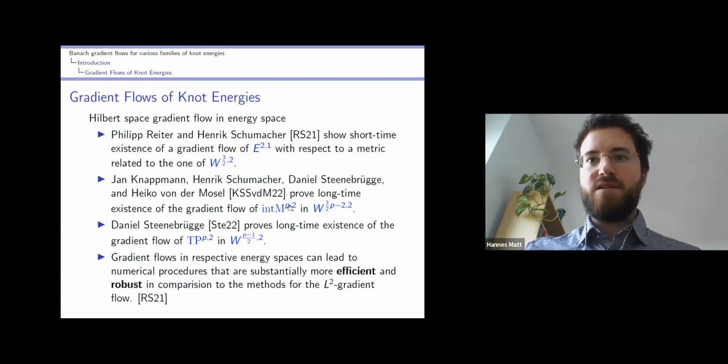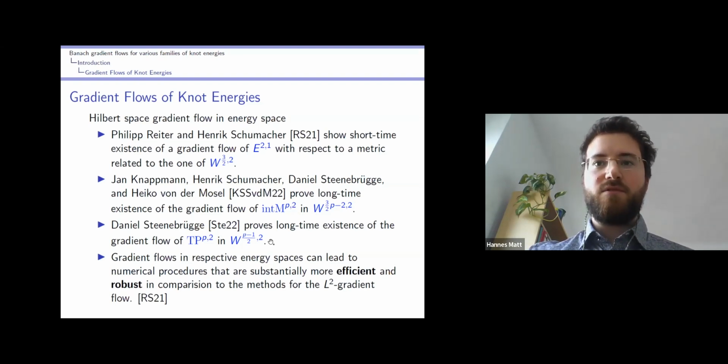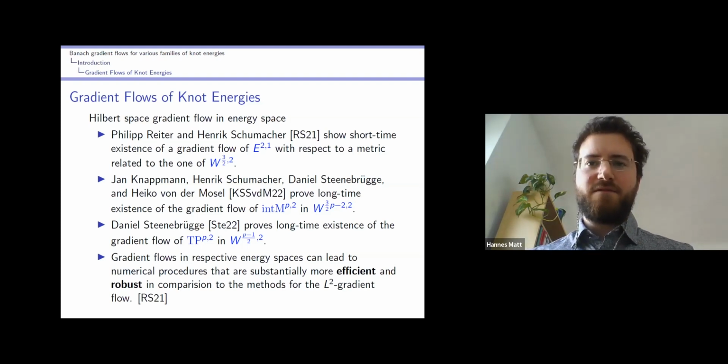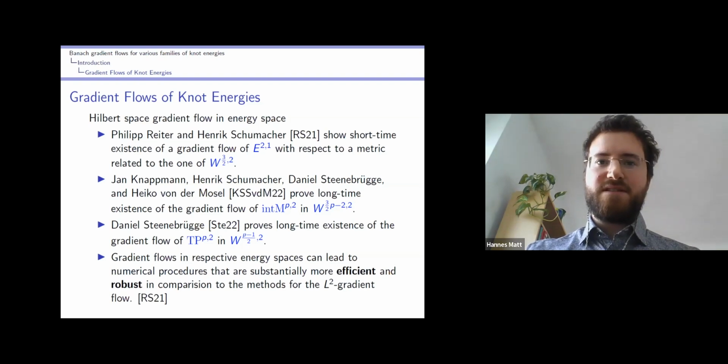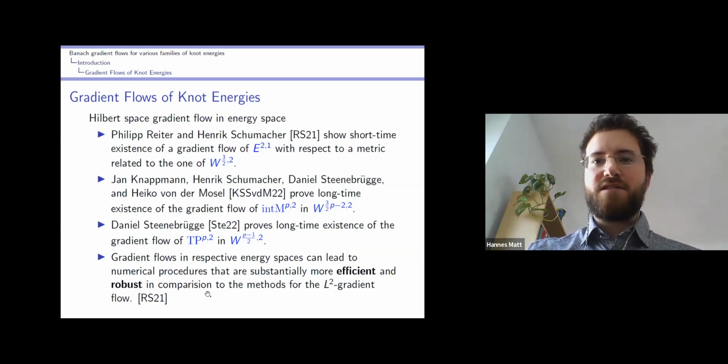And if we have p and q equal 2, Daniel Steenebrügge in his dissertation then goes ahead and proves the long-term existence of the gradient flow of the tangent-point energies. This is useful because it leads, at least in the case of the work of Philipp and Henrik, to more efficient and robust numerical methods compared with the L2 flows.